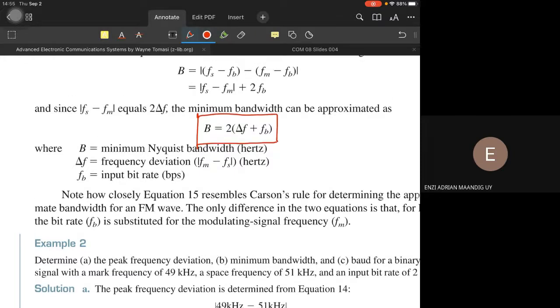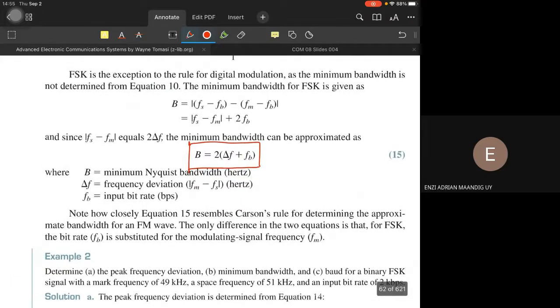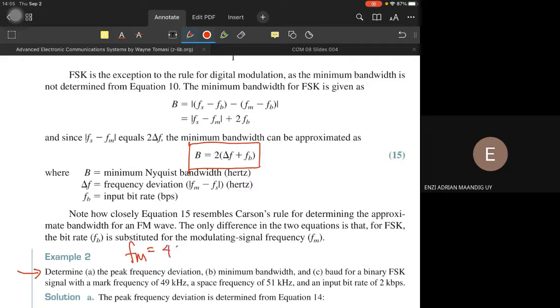Okay. So, let's try to solve an example. This one. Determine the peak frequency deviation, minimum bandwidth, and baud for binary FSK with a mark frequency of 49, okay, a space frequency of 51K, and an input bit rate of 2 kbps.